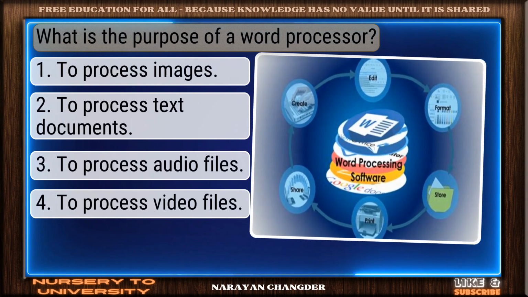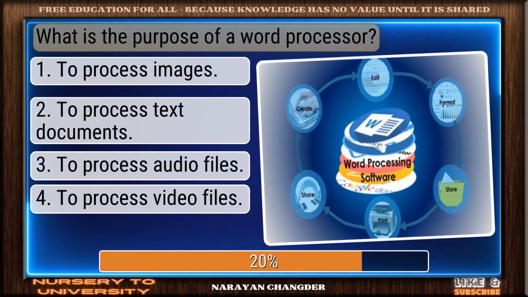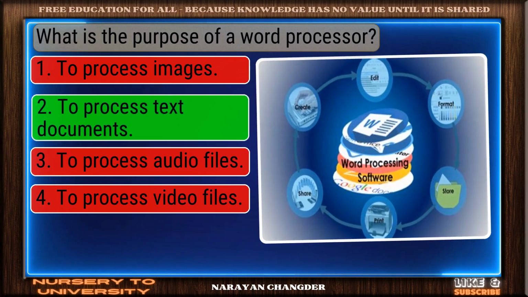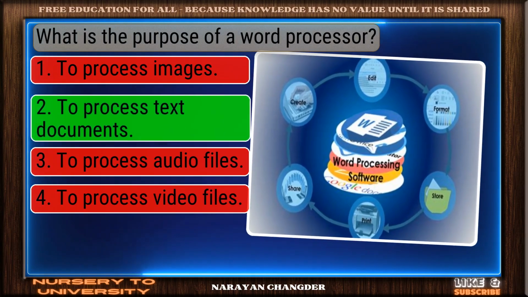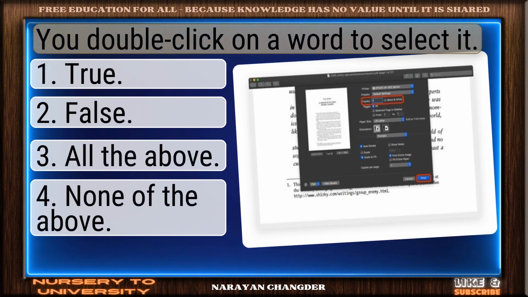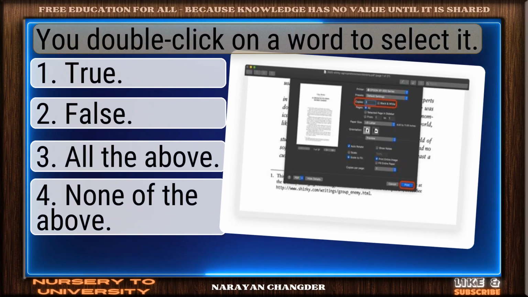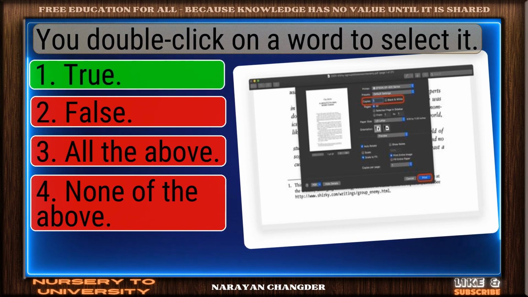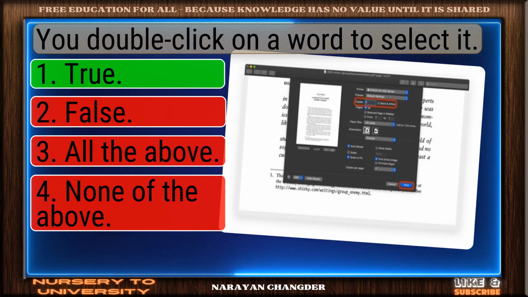What is the purpose of a word processor? Excellent. To process text documents is a brilliant choice. You double-click on a word to select it. Sharp thinking. True is the right choice.